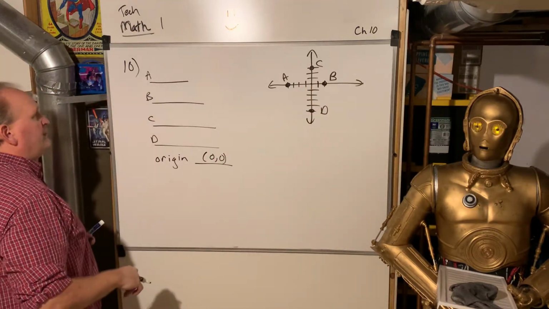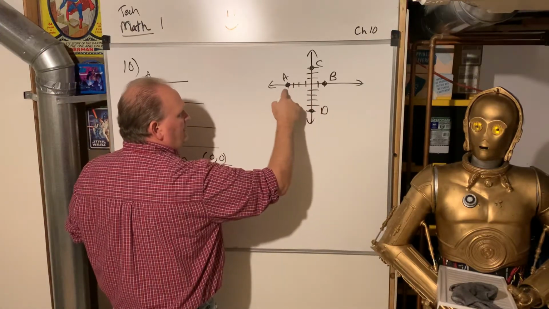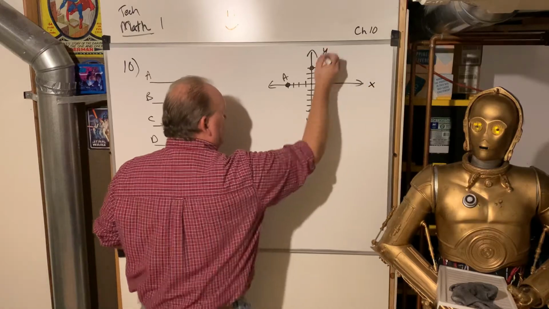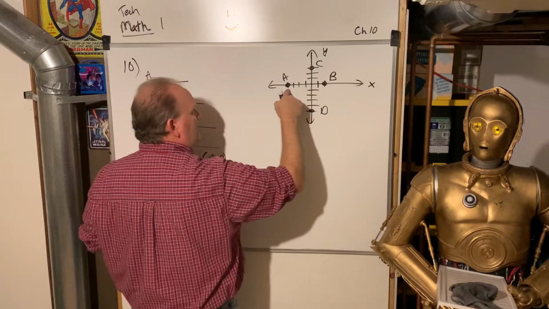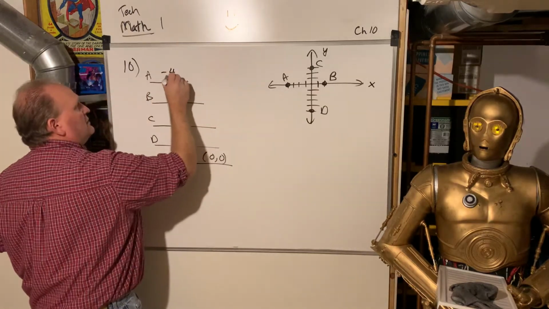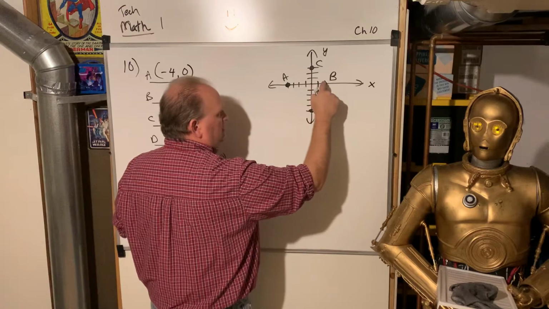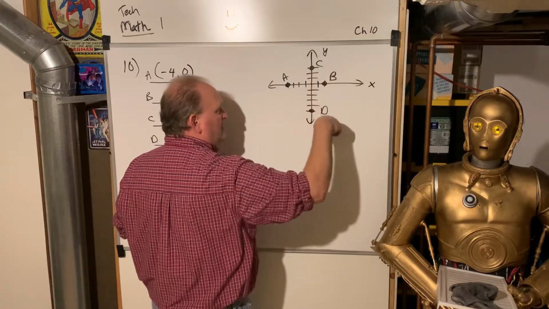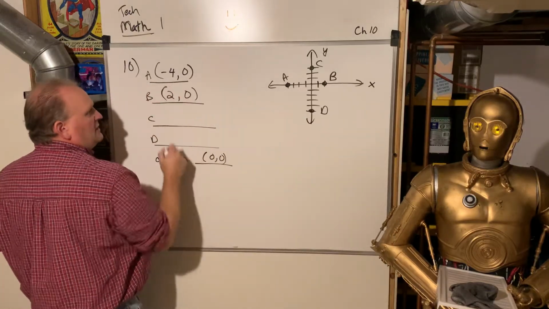All right, but A, so what's A? Well, negative 1, 2, 3, 4, that's the x. Remember, this is the x-axis, this is the y-axis. So we went negative 4 and then not up and down at all. So negative 4, 0. For B, we went 2 on the x-axis. So that's the x part, not up and down at all. So 0 for y. So 2 comma 0 for B.